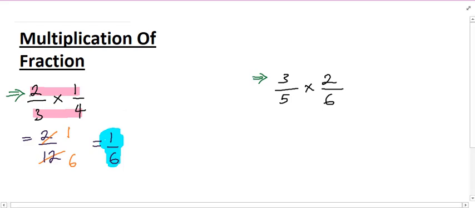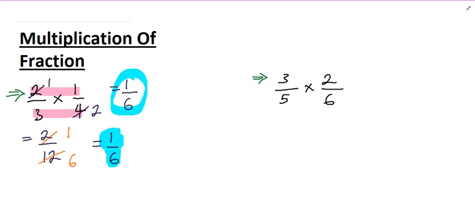Let me show you the approach. 2 here is 1, 2 here is 2. So 1 times 1 is 1, and 3 times 2 is now 6. So that's giving us the same thing. It's still the same process. Use the one that is very clear to you. Okay, let's solve the next question.